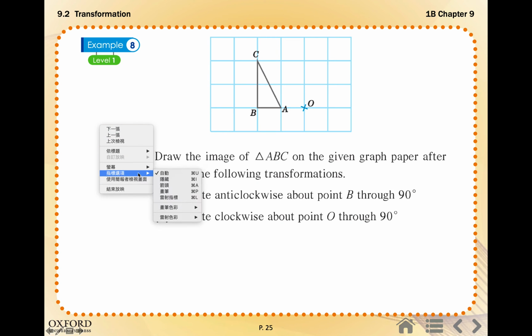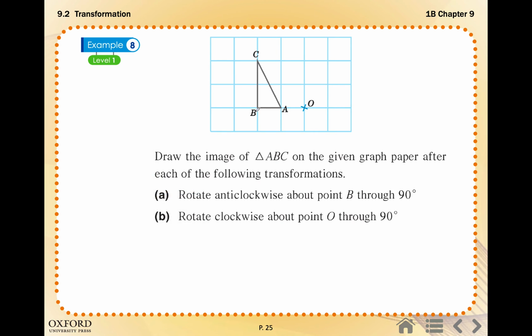Okay, so maybe I try to draw again here. The point B will not change. And then let's look at point A. You can see that because now B is the center of rotation, because B is the fixed point, and then the direction is anti-clockwise. That means rotate in this direction. This is the anti-clockwise direction. So point A should move in this direction for 90 degrees.